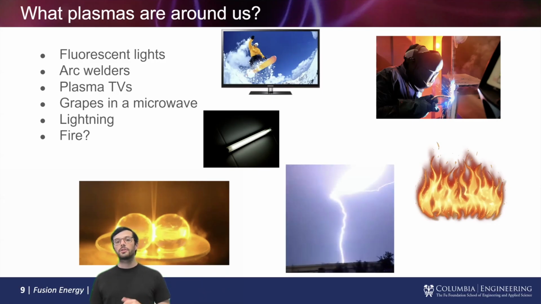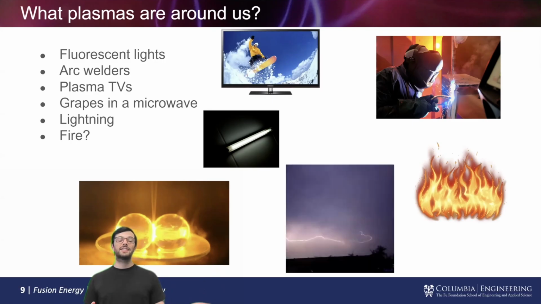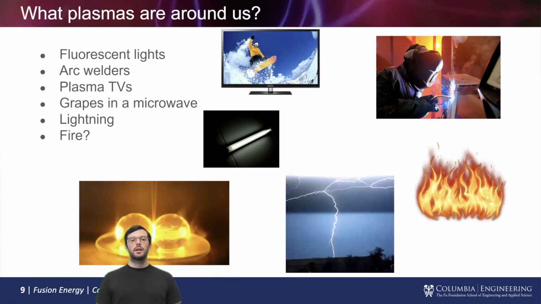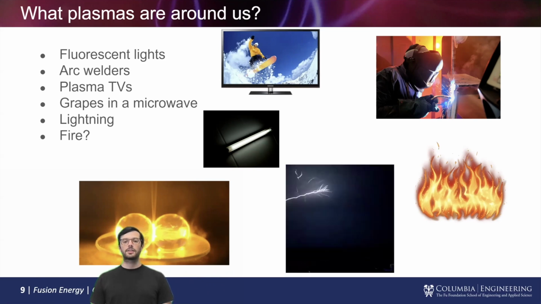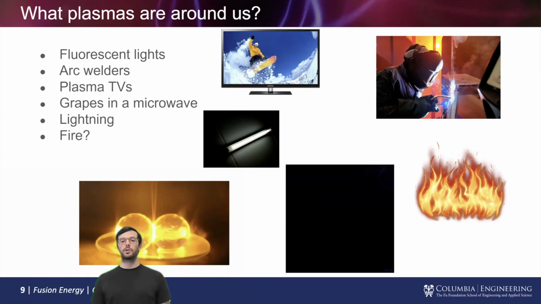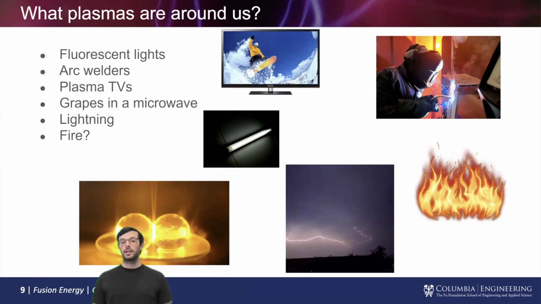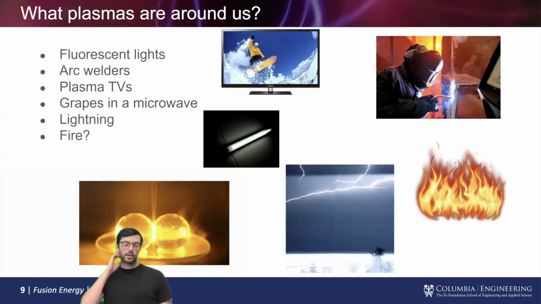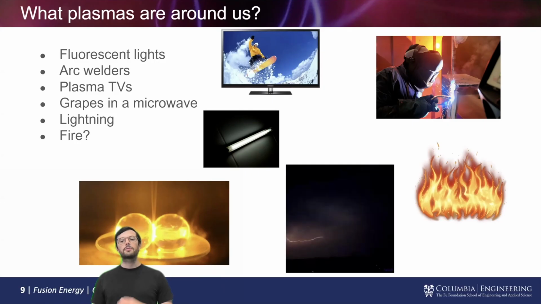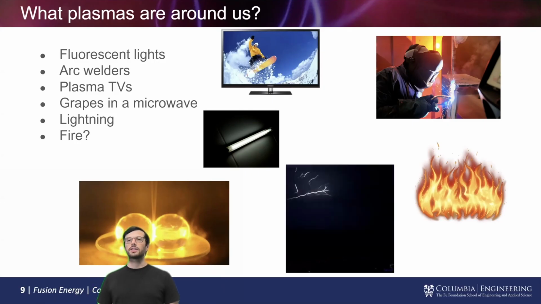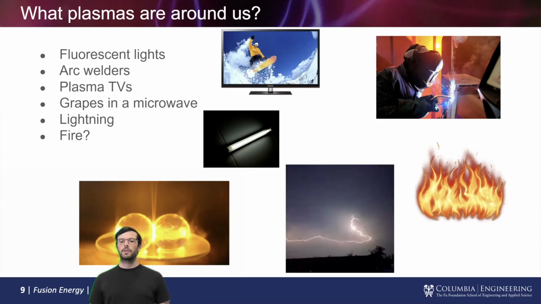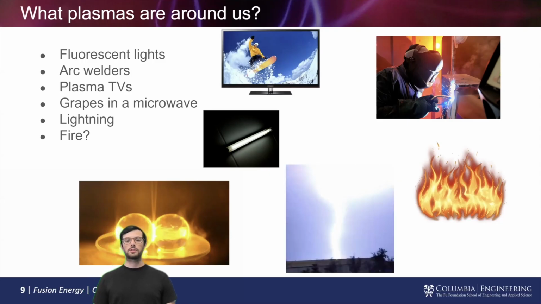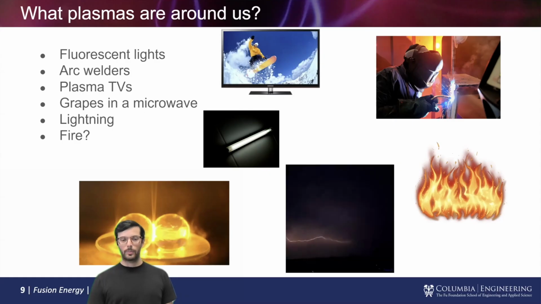Things like arc welders, if you know what those are, we'll talk a little bit about those. Plasma TVs, which I'll mention briefly. The Great Spindle Microwave, that was a big thing a few years ago, but it's kind of a fun example of making plasmas just in a microwave. Lightning is a very intense, very interesting plasma we'll talk about. And then fire, I mentioned, is kind of on the edge. It is maybe a little ionized, but it doesn't really satisfy the criteria of plasma that you learned previously. So it is a bit on the edge.